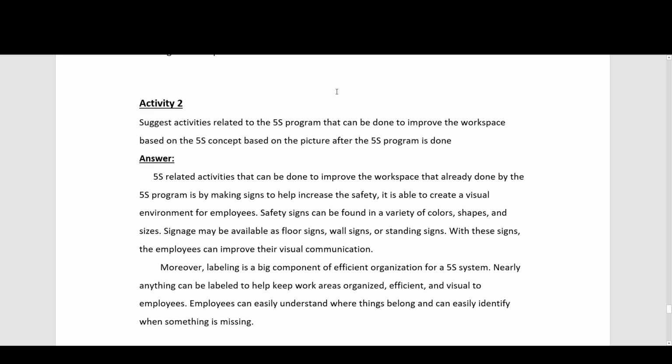Besides that, we can do labeling, because we know that labeling is one of the very efficient things that we can do in the workplace to increase working efficiency, right? So anything can be labeled to help keep the work area organized, efficient and visual to the worker or employee. So employees can easily understand where things belong and can easily identify when something is missing. It's because everything is labeled, so it's very easy for them.